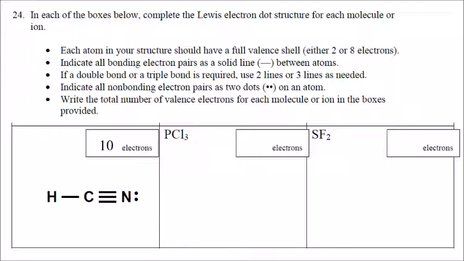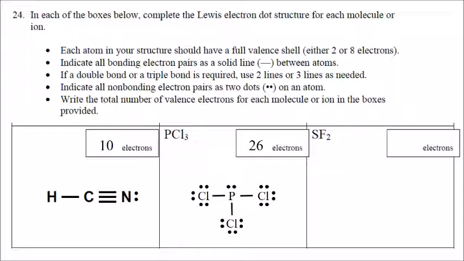Phosphorus has 5 valence electrons. Each chlorine has 7. There's 3 of them. So 5 plus 21 is 26. Here is our skeleton. We'll start with single bonds. That's 6 electrons so far. 8, 10, 12, 14, 16, 18, 20, 22, 24. There's no reason to make a double bond because we have 2 more electrons, and now every atom has a complete octet, so that molecule is done.